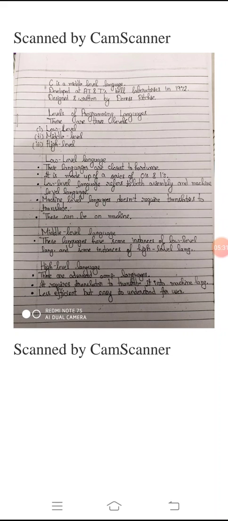Now, what is the history behind C? That is very important. In 1972, there was a scientist, Dennis Ritchie. Dennis Ritchie wanted to make one operating system. At that time, he was looking for some language in which he could write the code of an operating system. Whatever languages were existing at that time, he started his work in those languages.